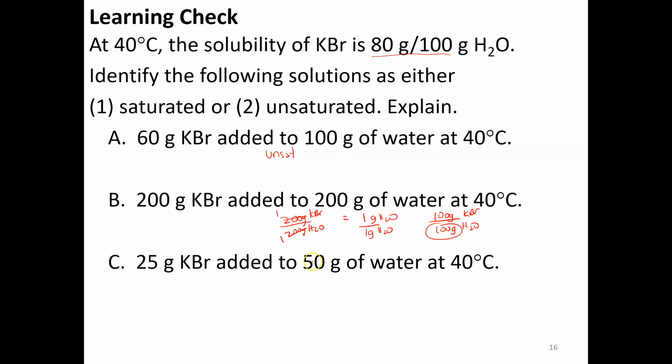All right, 25 per 50. So what I'm going to do is scale this to 100 grams like I did here. So how did I get to 100 grams? I multiplied this by 2. So I'm going to multiply this by 2 as well. That's 50 grams KBr. This is 50 per 100, less than 80 per 100. So this is going to be unsaturated.